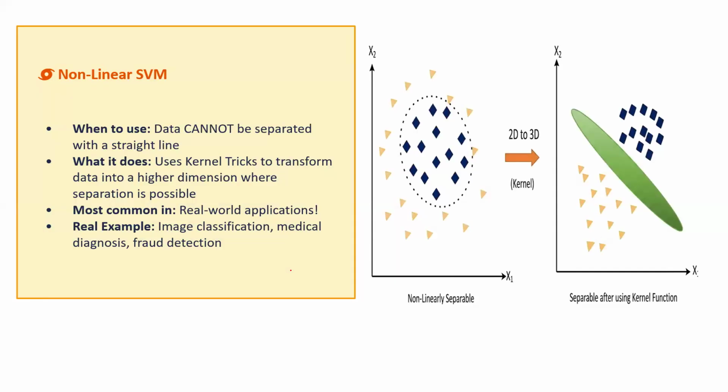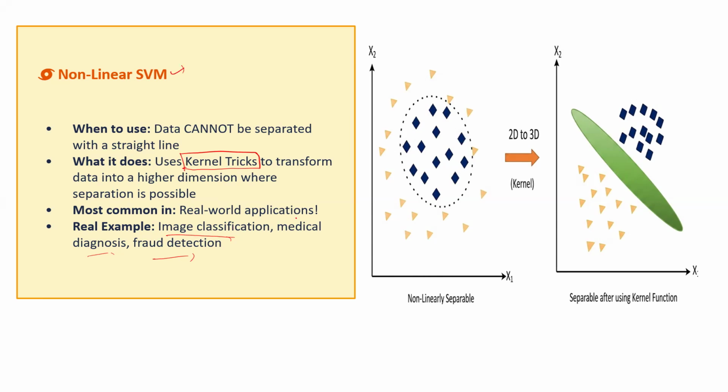But in the nonlinear case, the data does not follow a linear relation between the variables. See, image classification and medical diagnosis have complex data, complex columns. That's the reason people use the nonlinear SVM, and at that time the kernel trick is really helpful.